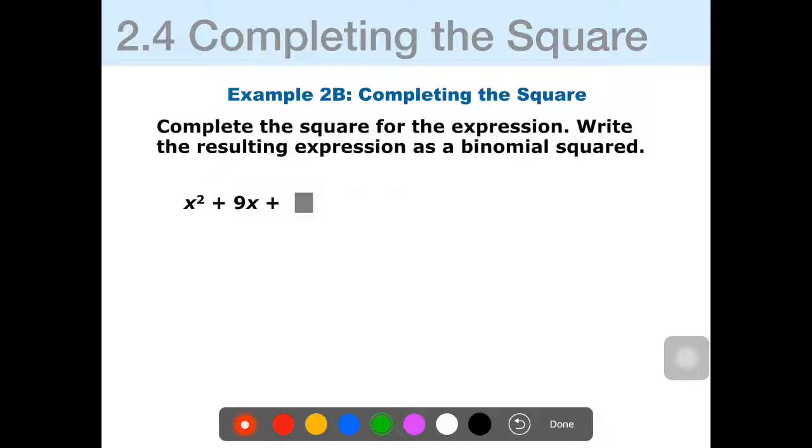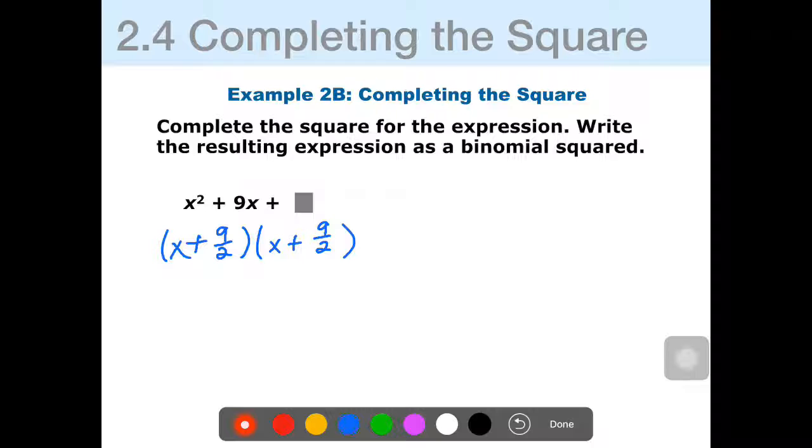So here we go. Now we have this one, x squared plus 9x plus something. We have to figure out what is that something to make this a perfect square. Again, I'm thinking about factoring, both of them have to be plus, and I'm thinking what needs to be added together that is the same thing to get me 9. Well, that's going to be 4.5 or 9/2.